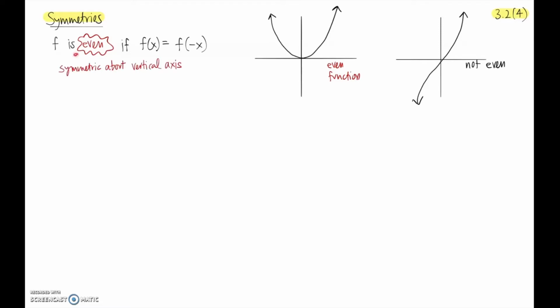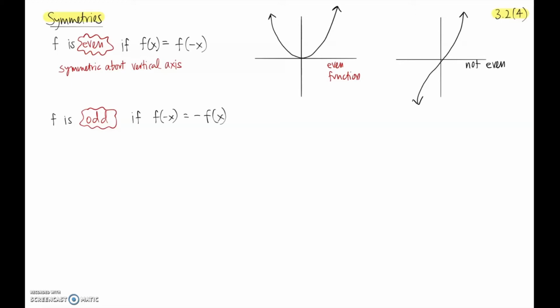So when you see the word even, you know that that's a function that is symmetric about the vertical axis, that twisting it around the vertical axis would yield the same exact function. And we call f an odd function. So f is odd if f of negative x equals negative f of x. So that's a little bit more to it than just even. Even's a little more basic.